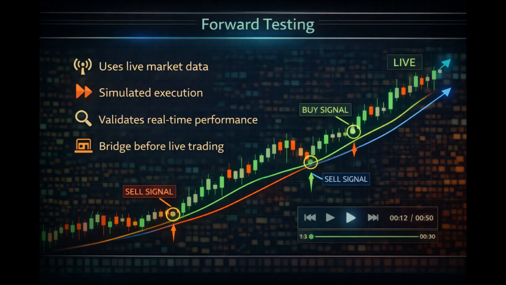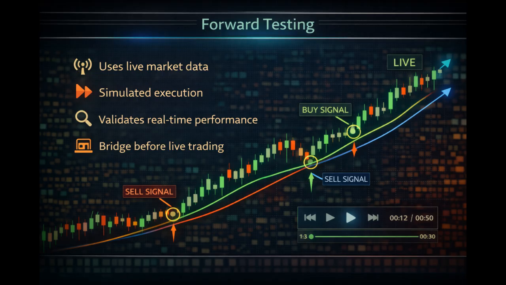Before deploying this strategy in a live trading account, traders would run it in a forward testing environment where it generates buy and sell signals based on real-time price movements. Forward testing is therefore an essential step between backtesting and live trading, ensuring that a strategy performs consistently when exposed to new data.